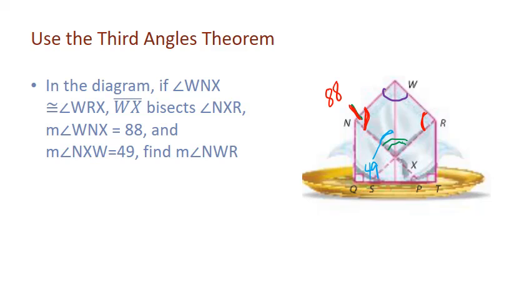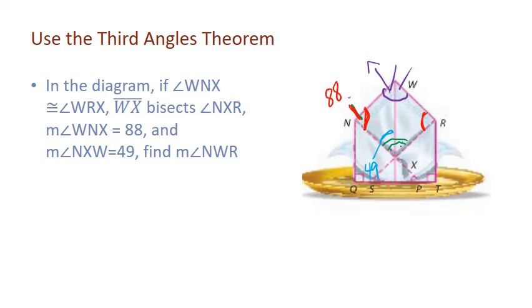Okay, now let's think about this third angle theorem for a moment. We're told that this angle is congruent, this angle is congruent, and these angles down here are congruent, which means that this angle and this angle, according to the third angles theorem, must be also congruent. Now, we're asked to find NWR, this broad angle here, but we've got enough information to find this piece of this angle because we know that, well, let's do it like this.